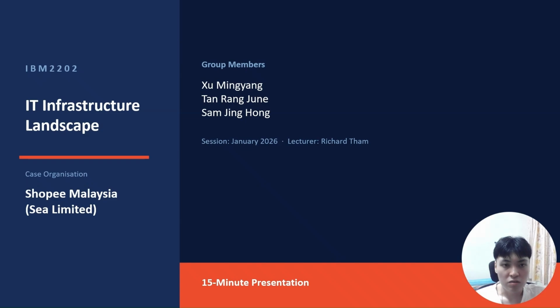Today we will be presenting our IBM2202 group assignment, which focuses on the IT infrastructure landscape analysis and design for Shopee Malaysia, one of the leading e-commerce platforms in Southeast Asia. In this presentation, we will walk through Shopee's infrastructure, including its hardware, storage system, servers, networking and security, as well as the key challenges and solutions involved.